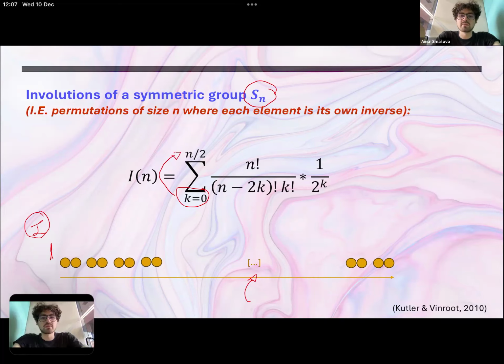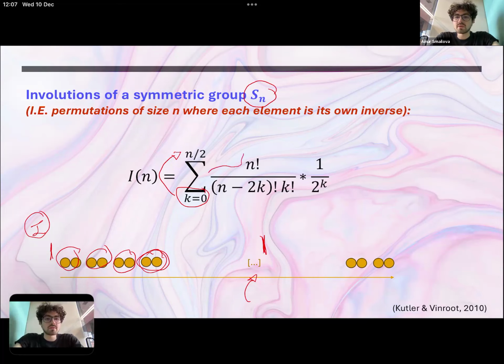Why n halves? Well, because we're actually considering pairs, not every element. So we would be finding all the possible ways that these pairs can be rearranged, which is why it would be equivalent to stopping here at n halves. But that's because we're considering just the pairs.